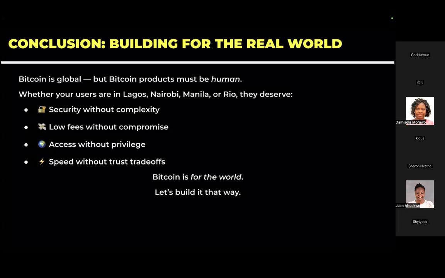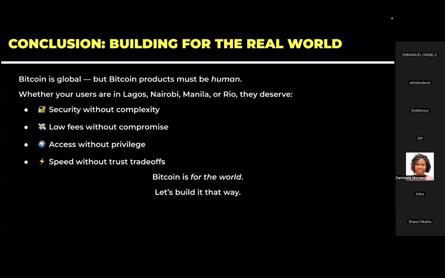So for conclusion, we are building for the real world. You are not just building for yourself. You're not just building for your family or your siblings or maybe your country. You are building for everybody. So Bitcoin is global, but Bitcoin products must be human. You are building for humans. You are building for people, living things.